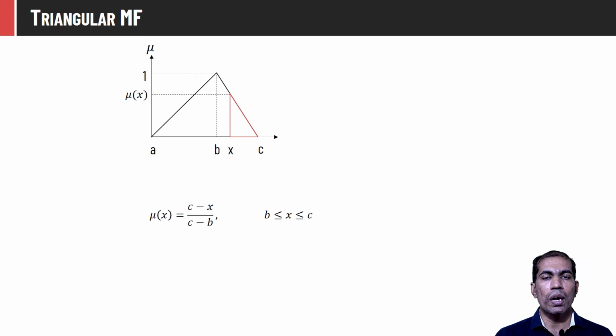So as we move away from b, the membership value will keep decreasing. At c, it becomes 0. And for any value of x greater than c, it will remain 0. We have discussed all possible scenarios. If x is less than a, the membership value is 0. If x is greater than c, then also the membership value is 0. And for any value between a to b and b to c, we have different membership functions.